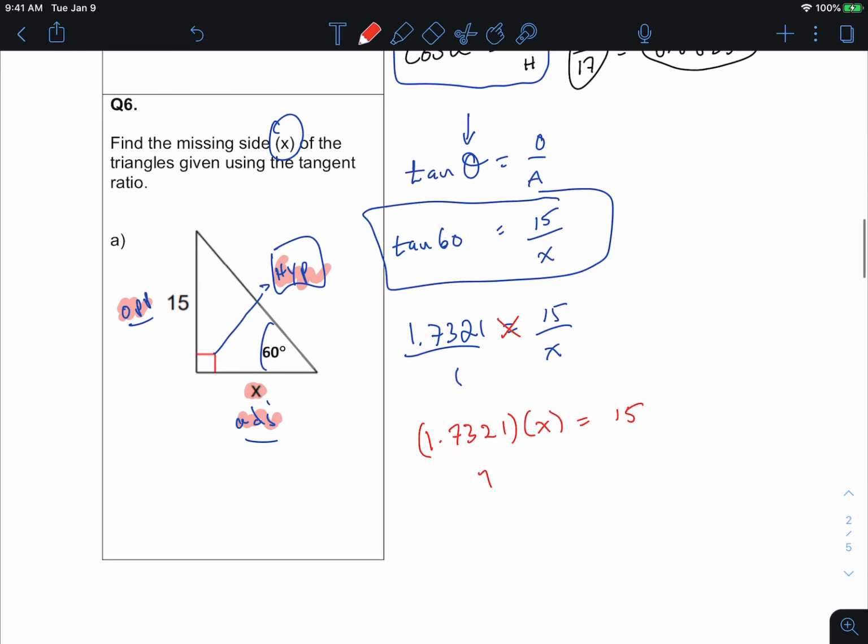Just 15. So x is equal to 15 divided by 1.7321. And then whatever that's going to be, that'll be your x, and then you can find your angle from there. But we know the angle. The top one? Oh, we can do that too if you want.